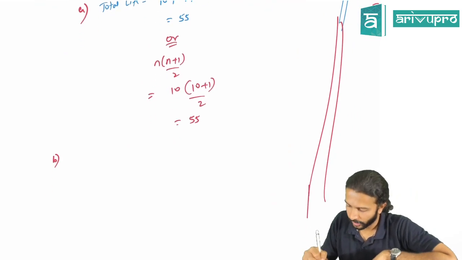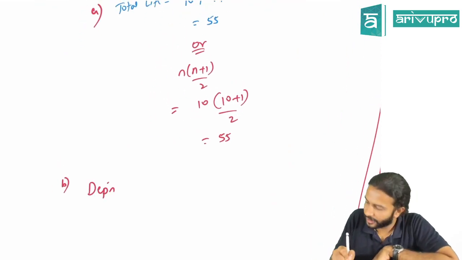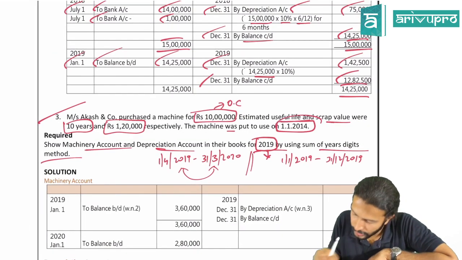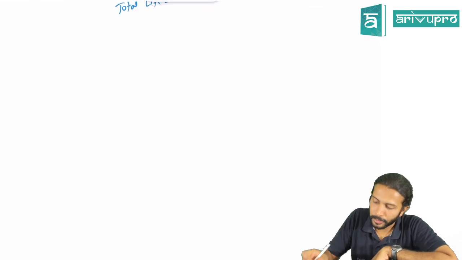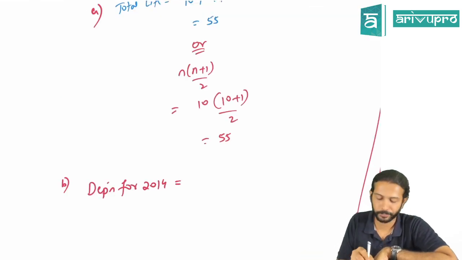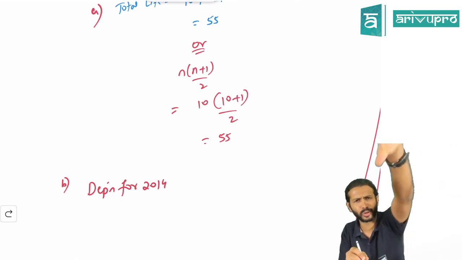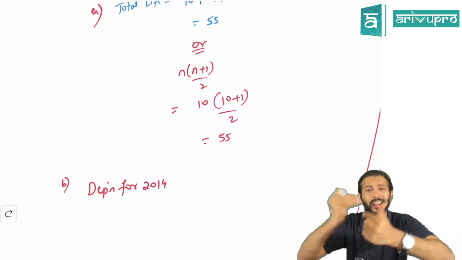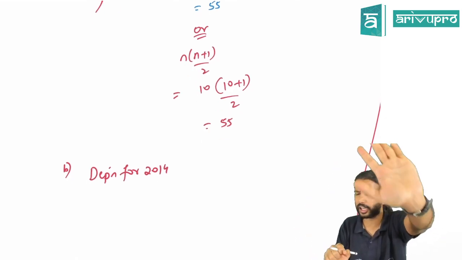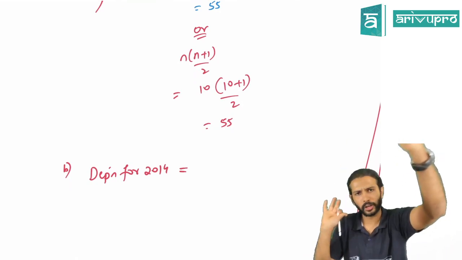Can I show you the depreciation? When did you buy the asset? You bought the asset on 1st January 2014. That means you will start depreciation for 2014. I will show it for all the years from 2014 to 2019, just for better practice. In examination, if you show it for 2019 alone, it is sufficient. But I want you to get comfortable, hence I'm showing it for all the years.